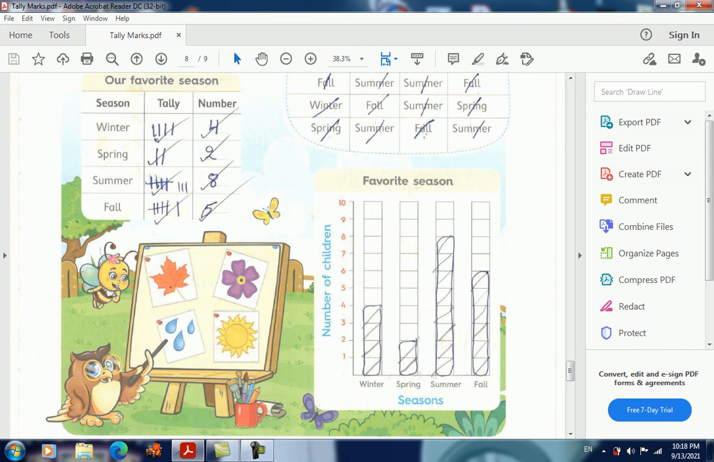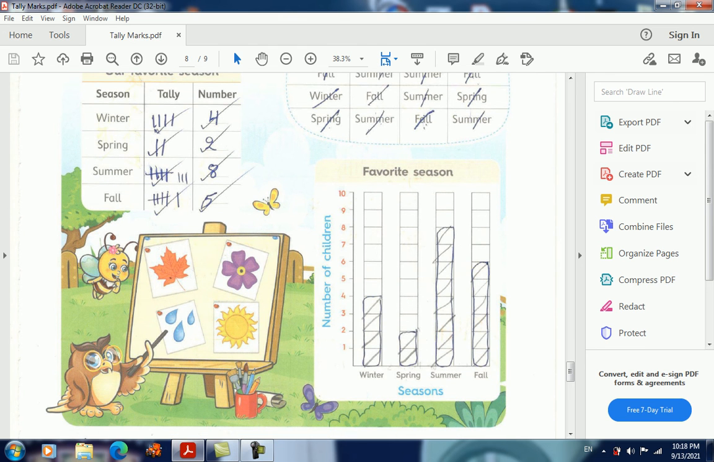So what shall I do now? I have to represent them on the graph like I did in the previous example. For the winter I have to check that the end of the bar corresponds with the 4 on the vertical axis. And for the spring it should end up at 2, and for the summer bar it should end up at 8, and for the fall bar it should end up at 6.